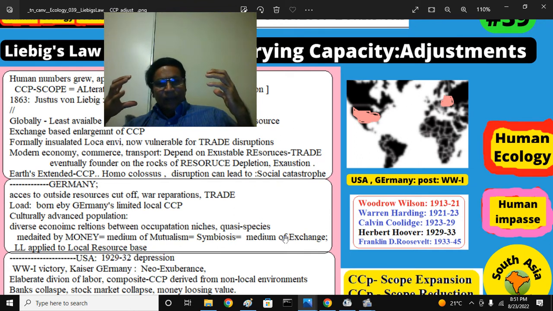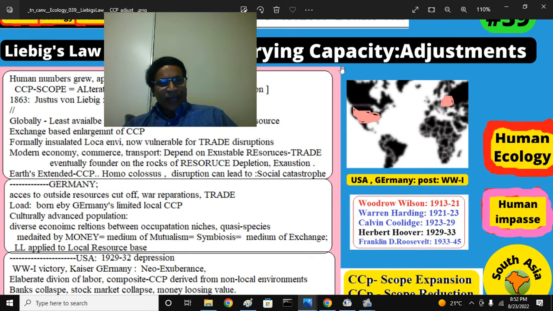Once these economic relations were disrupted, with economic sanctions and all those trade disruptions, carrying capacity got restricted. Now the limit applied locally instead of globally. So large-scale inflation occurred in the Weimar Republic and the economy totally collapsed. This is essentially, to a certain extent, due to carrying capacity contraction adjustment. This is not to say everything is due only to this.